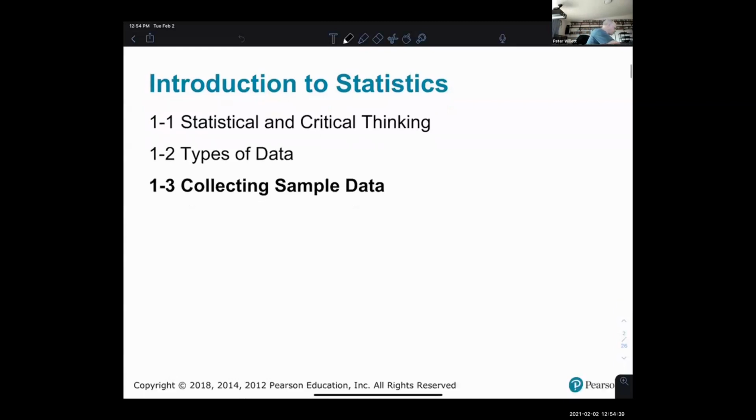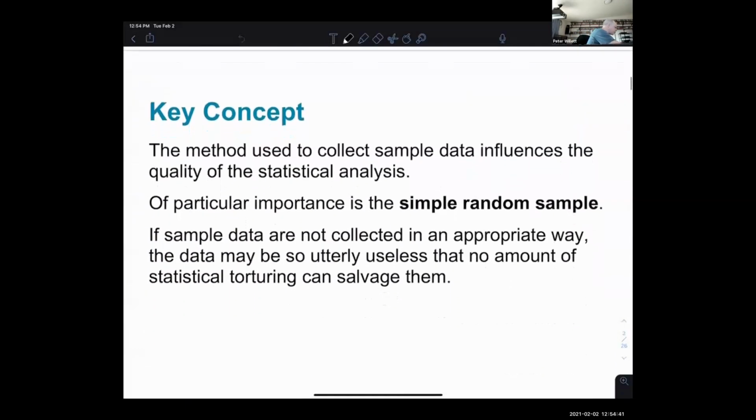So moving forward, let's look at our key concept for the section. The method used to collect sample data influences the quality of the statistical analysis. Of particular importance is the simple random sample. And they will define what that means a little later in the section. So even though they're using that and saying this is of importance, we have to understand that they haven't told us what that means exactly at this point. And that's okay, that's normal.